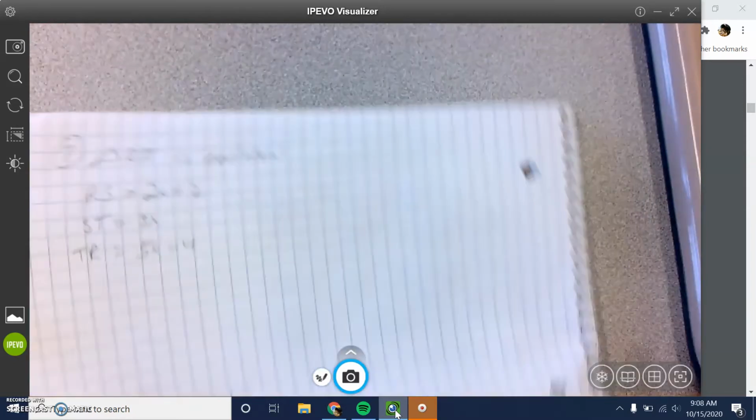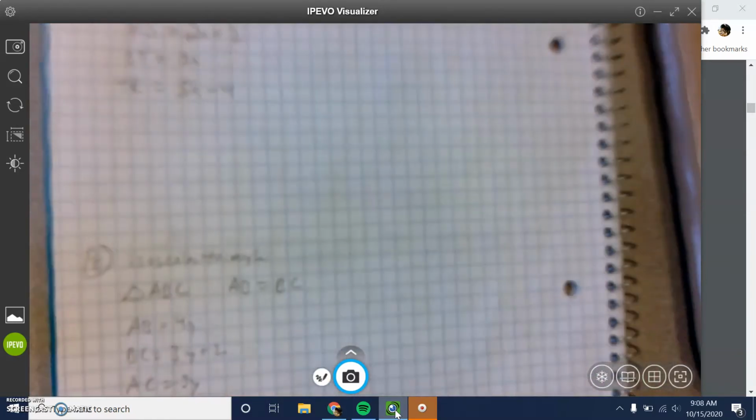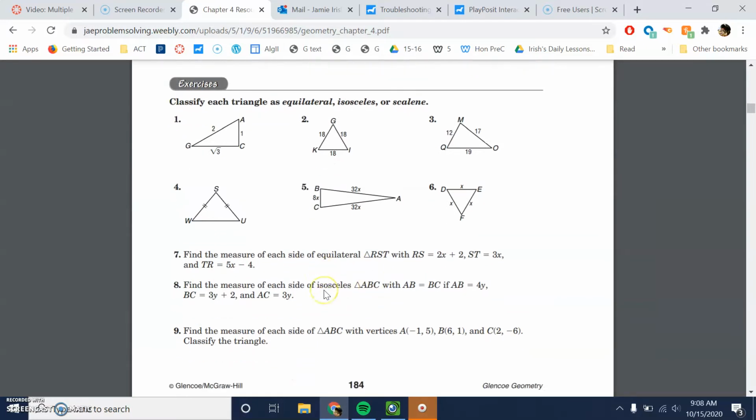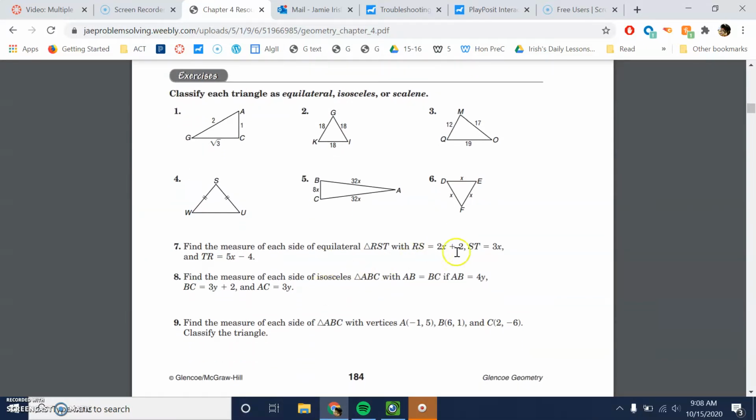Now, let's get a little more complicated. That's too easy, right? So, let's look at these problems right here, number 7 and number 8. So what happens if we don't have a picture? What happens if we have some algebra in it? Okay, no problem. So look at number 7. Find the measure of each side of equilateral triangle RST with RS equal 2x plus 2, ST equal 3x, and TR equal 5x minus 4.